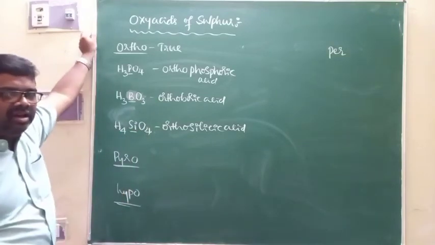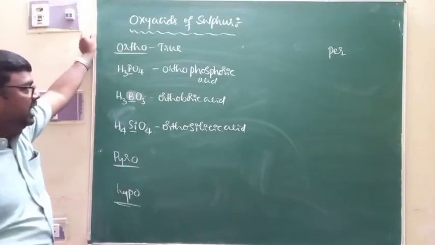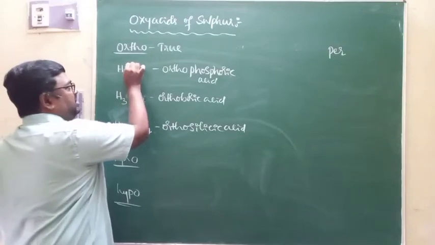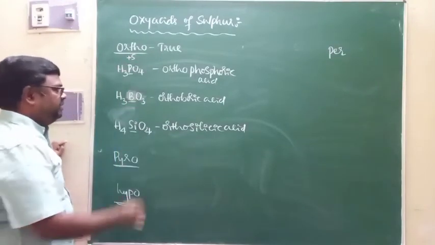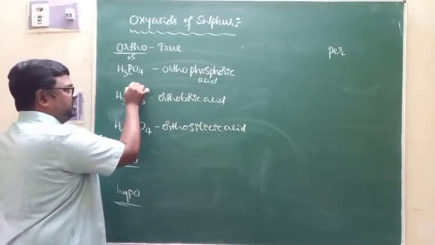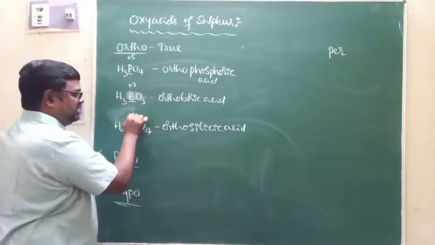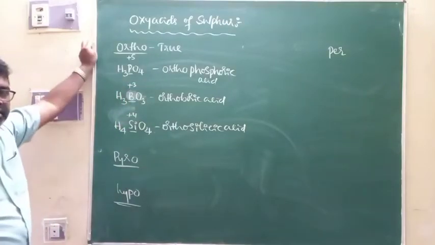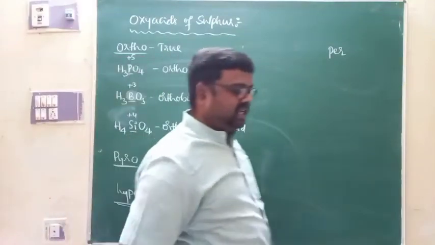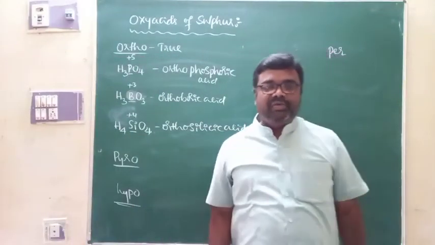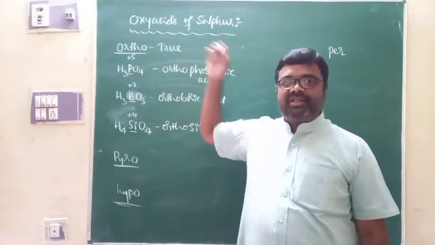Wherever we use the term ortho, the central atom is in its usual oxidation state. Phosphorus is in its usual oxidation state +5. Boron is in its usual oxidation state +3. Silicon is in its usual oxidation state +4. So if the central atom of the oxyacid is in its usual oxidation state, then we use the term ortho there.